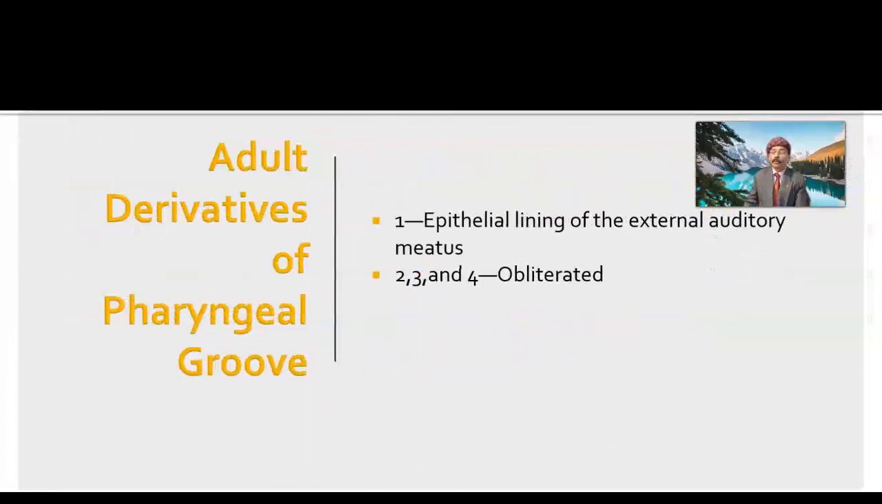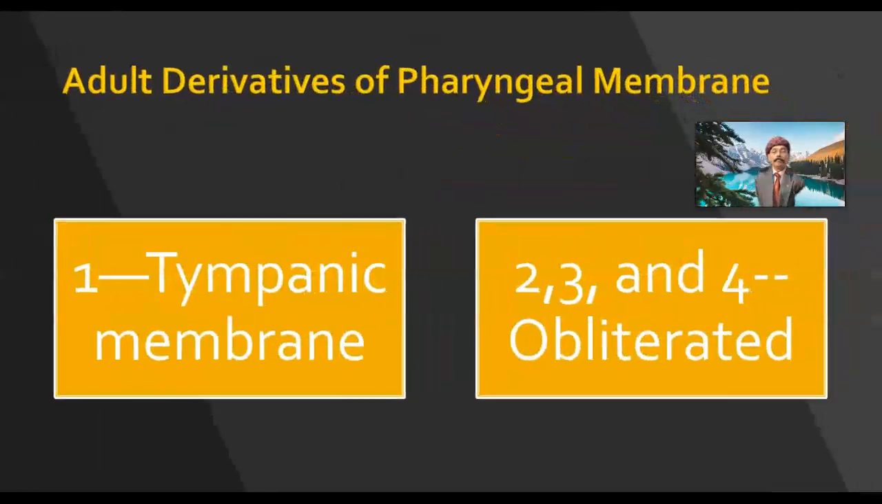Adult derivatives of the pharyngeal groove. The groove is outside. Epithelial lining of the external auditory meatus and also the outer surface of the tympanic membrane. The second, third, and fourth pharyngeal grooves disappear. So we add epithelial lining of the external auditory meatus and outer surface of the tympanic membrane from the first pharyngeal groove. Adult derivatives of the pharyngeal membrane: from the first membrane, the tympanic membrane; the second, third, and fourth are obliterated.